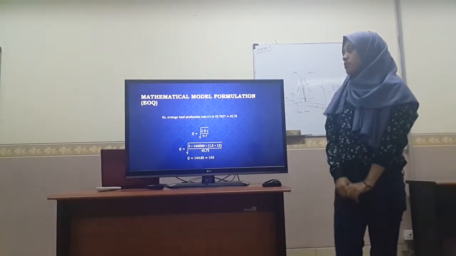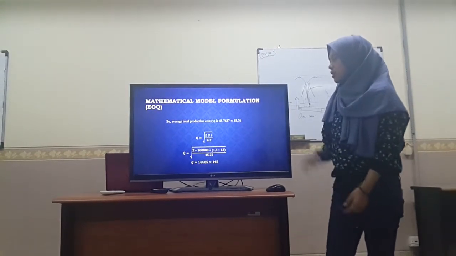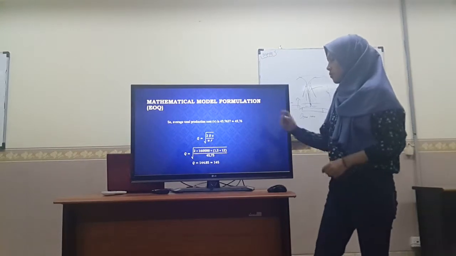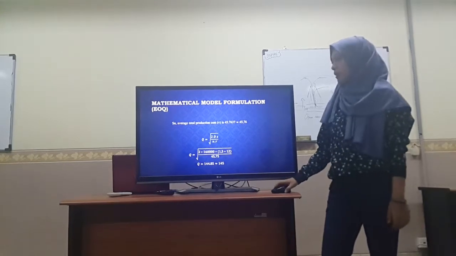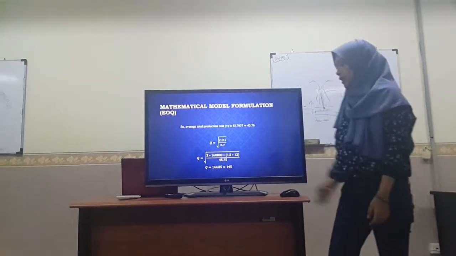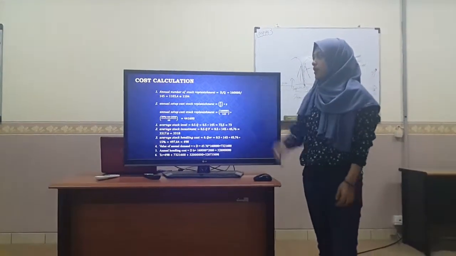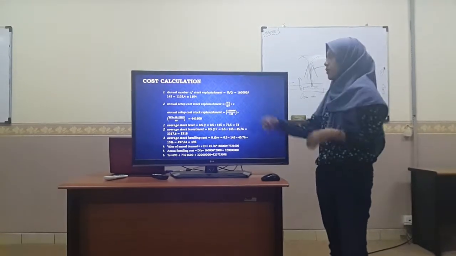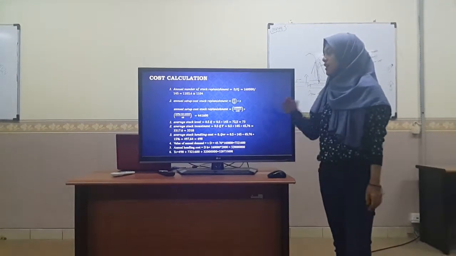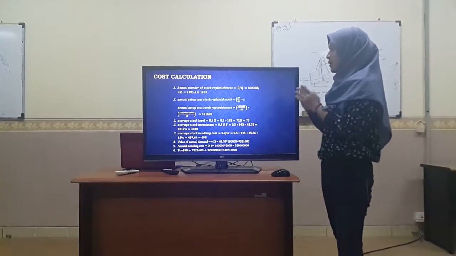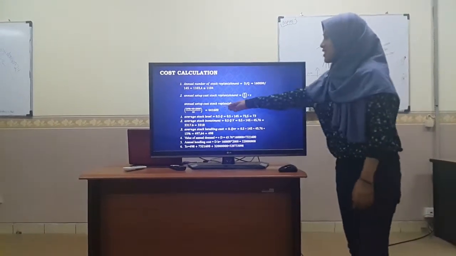And this is the calculation to find the Q. The formula is the square root of 2 multiplied by D multiplied by S, divided by V multiplied by R. And the key here is 145. Now, after that, we calculate the annual number of stock replenishments, for which the formula is D per Q, and this is the result. And after that, the annual setup cost of replenishment, D per Q multiplied by S, and this is the result.